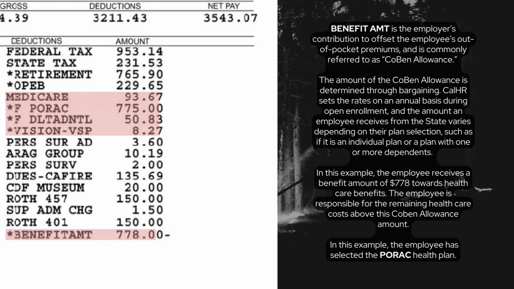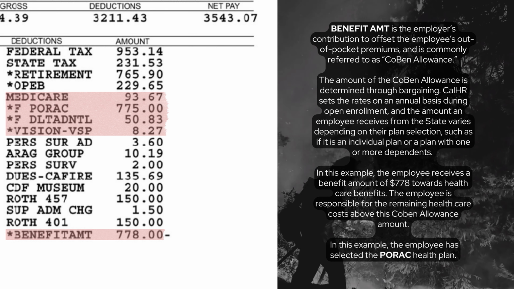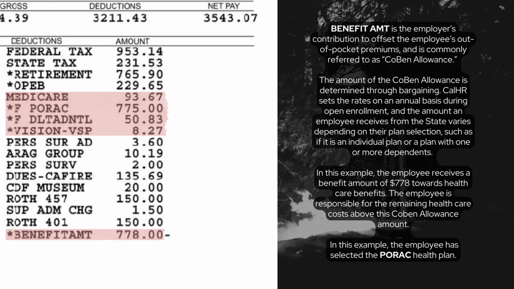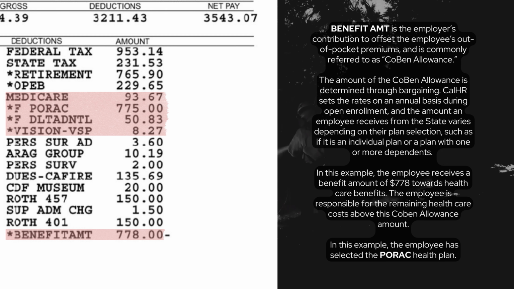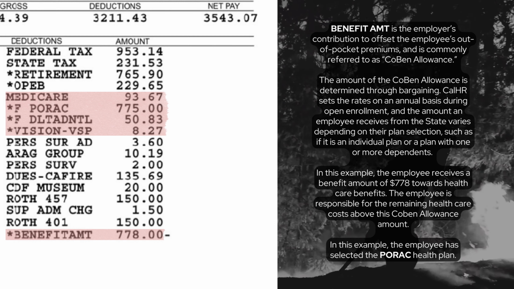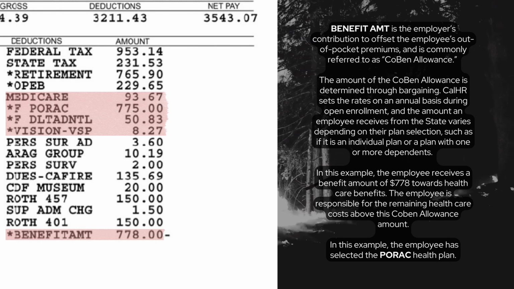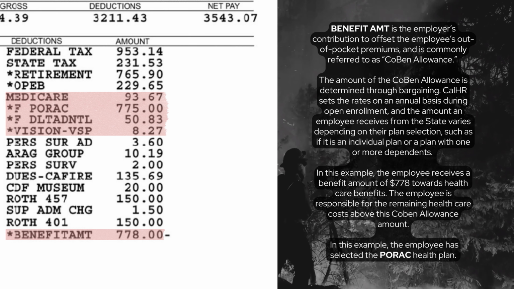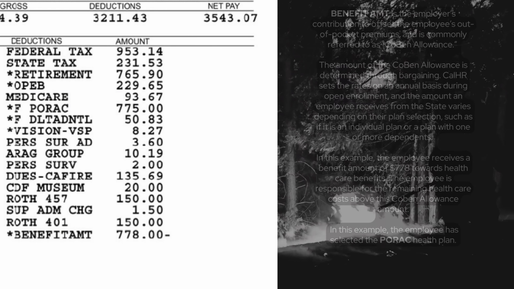Benefit amount is the employer's contribution to offset the employee's out-of-pocket premiums and is commonly referred to as co-ben allowance. The amount of the co-ben allowance is determined through bargaining. CalHR sets the rate on an annual basis during open enrollment, and the amount an employee receives from the state varies depending on their plan selection, such as if it is an individual plan or a plan with one or more dependents. In this example, the employee receives a benefit amount of $778 towards healthcare benefits. The employee is responsible for the remaining healthcare cost above this co-ben allowance amount. In this example, the employee has selected the PORAC health plan.